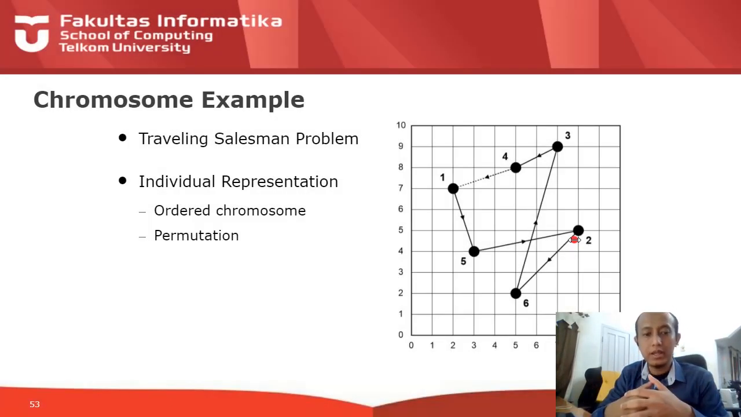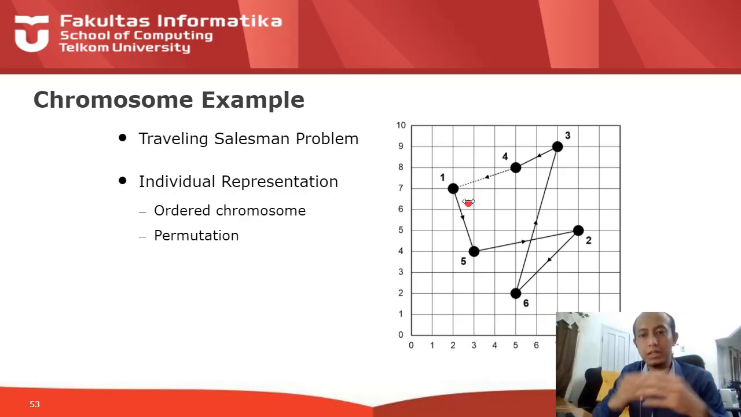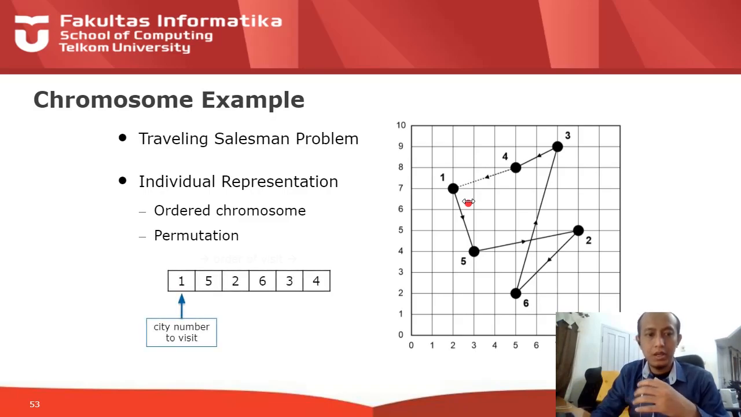Let's take a look at a different example, the traveling salesman problem. Here, the number of cities is 6, and each city can be visited only once. So the number of genes in the chromosome is 6, meaning there are 6 cities to be visited in order, and the value of each gene here is the city number or index.